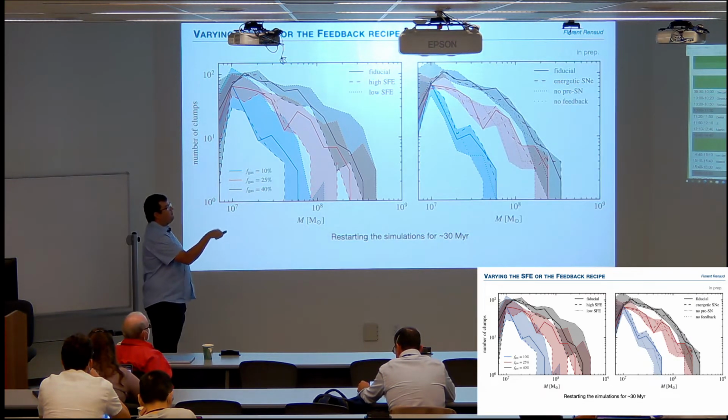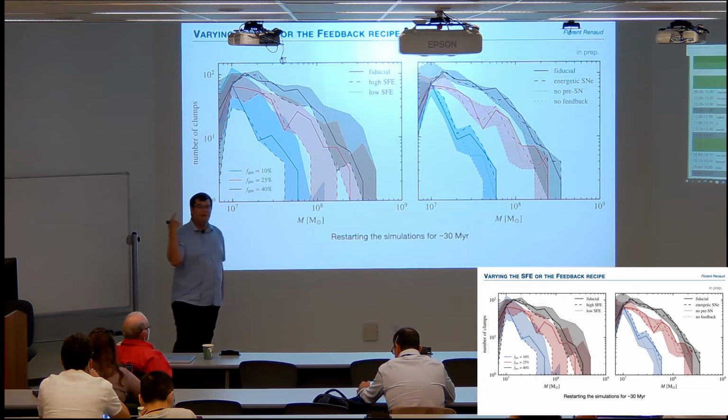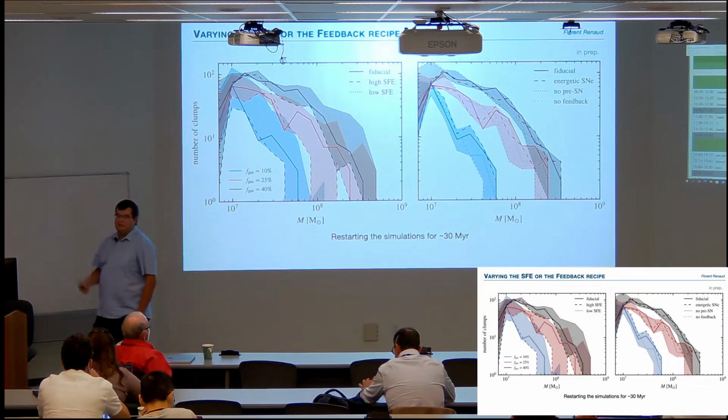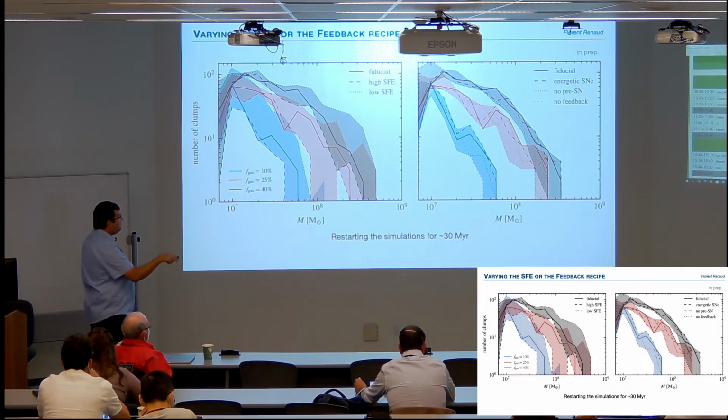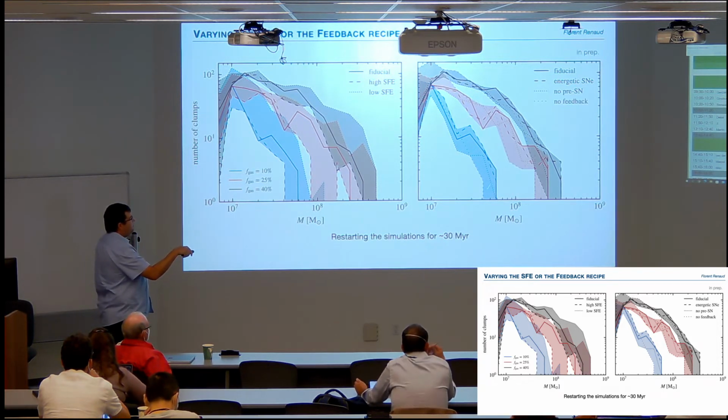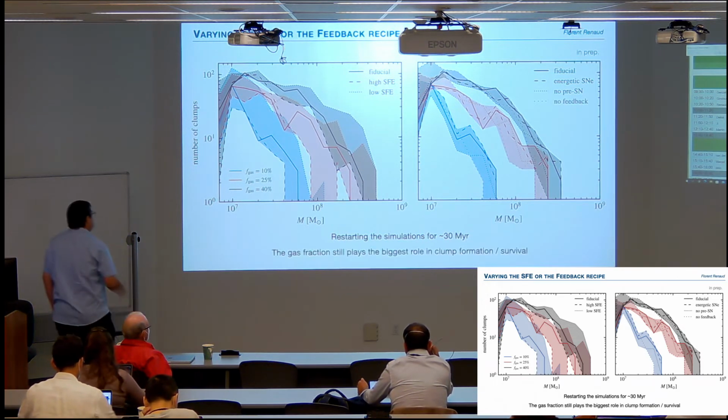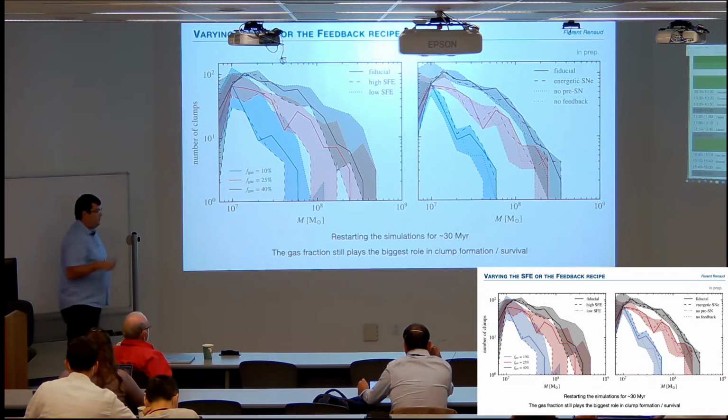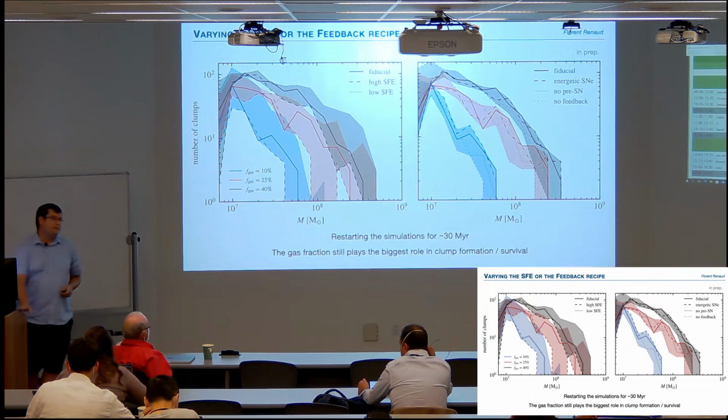And I can play the same game in terms of feedback. I can boost the energy of supernovae by a factor of 10. I can switch off all pre-supernovae feedback, so winds, radiation pressure, photoionization, etc., everything off. And I can switch off feedback totally. And you see that again, the dispersion, the variations I see, are still smaller than the differences between the three gas fractions. That tells me that the gas fraction still plays the biggest role in clump formation and survival in terms of feedback.